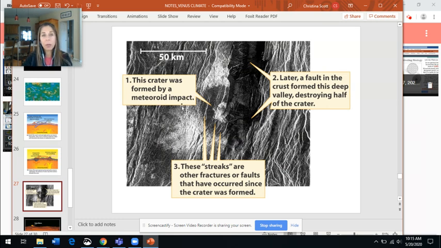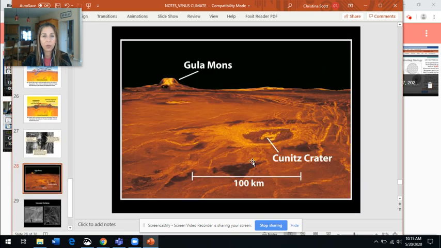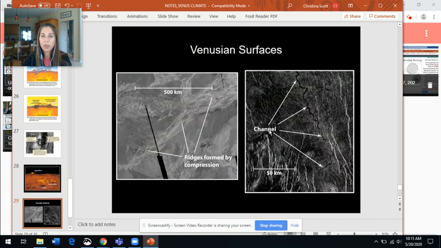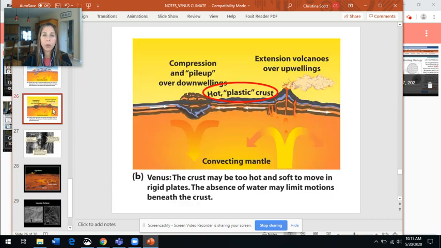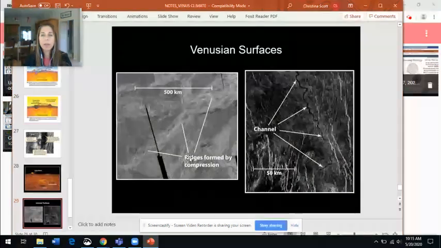This crater was formed by a meteoroid impact, and later a fault in the crust formed this deep valley, destroying half of the crater. These streaks are other fractures or faults that have occurred since the crater was formed. The Guillemins. Pretty cool. Venusian surfaces. Ridges formed from compression at that surface, so compression going on like here, right? Evidence of that.